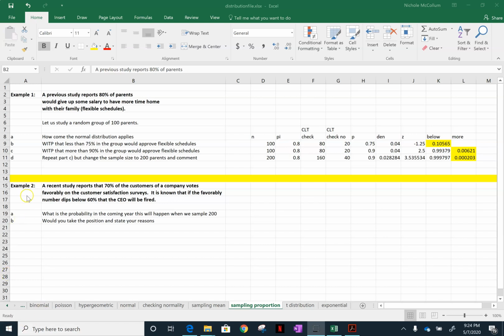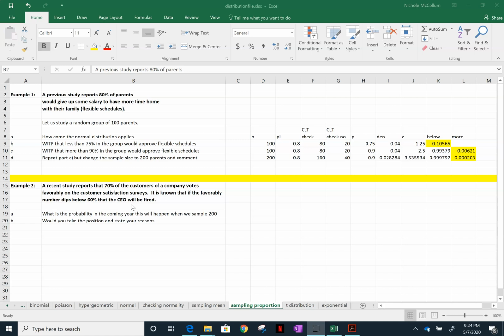Well, example 2 now. A recent study reports that 70% of the customers of a company votes favorably on a customer satisfaction survey. Got it. It is known that if the favorably number dips below 60%, then the CEO will be fired. All right, so bottom line, what is the probability in the coming year this could happen if we sample 200 customers? So again, the reports typically hover around 70%. They like the customer. They're happy with the company. It has been well documented if that number ever dips below 60%, the CEO is fired.